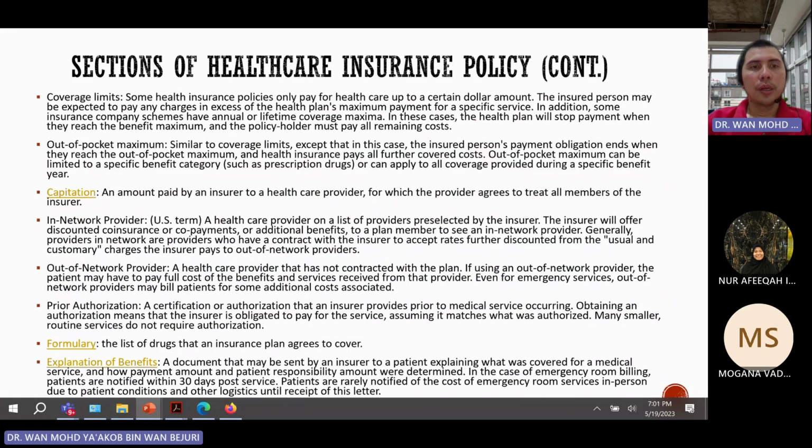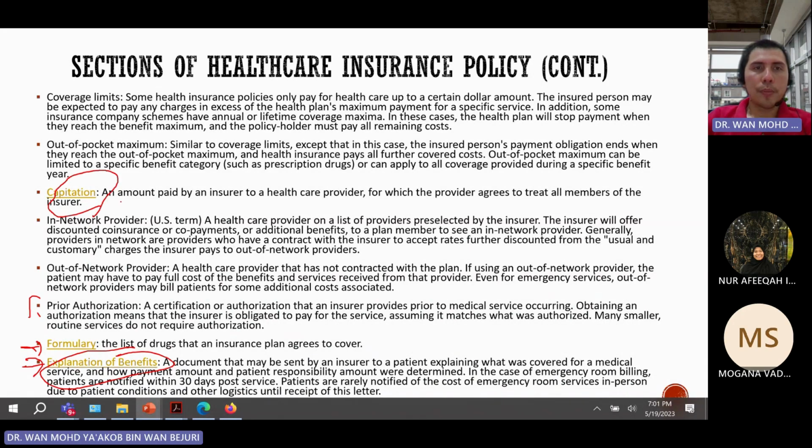So these are the things in a healthcare insurance policy. There are many things, like capitation. There is the formulary, the list of drugs that the insurance plan agrees to cover. There is also the explanation of benefit. Okay? Explanation of benefit.